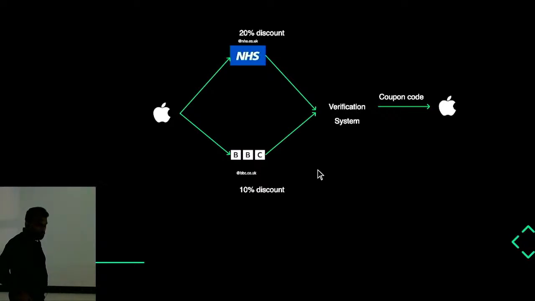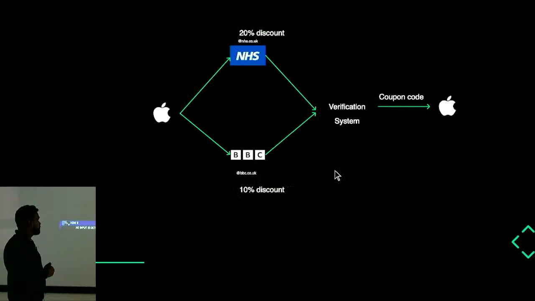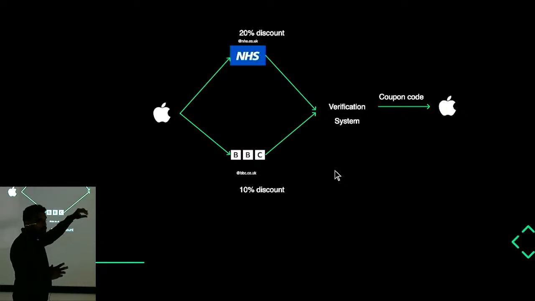Have you got a different system for each company? For example, does the NHS have a different verification system than the BBC and their own verification system? No, so the verification system is the one that we built. In the system, we have configured all different organizations and what offer they would have.